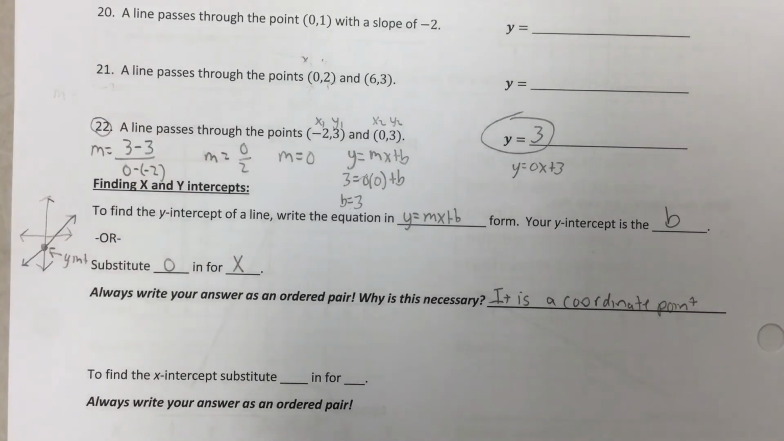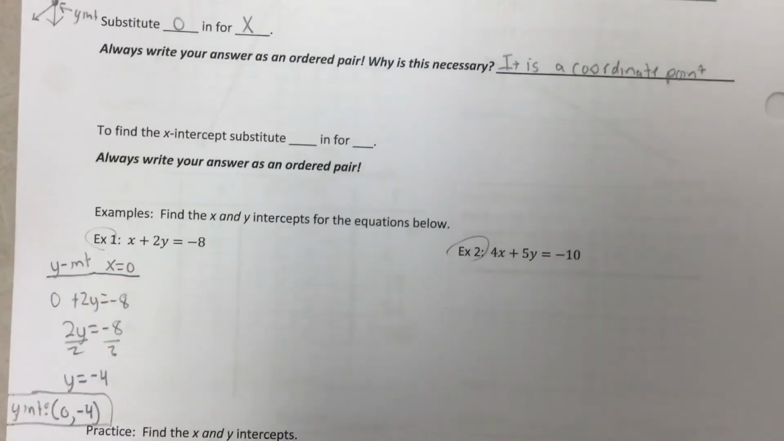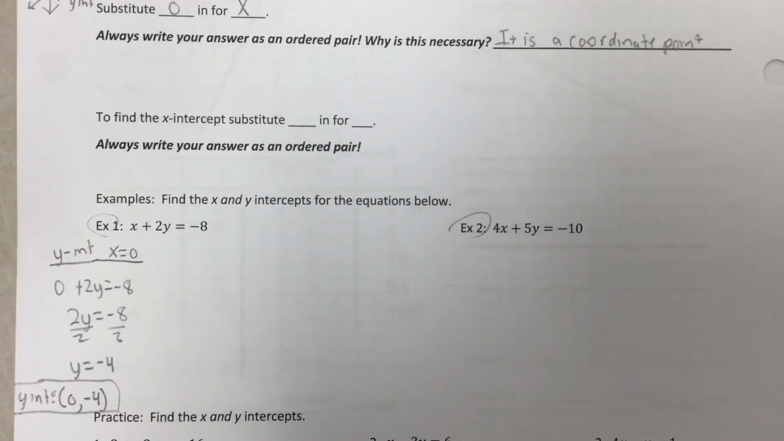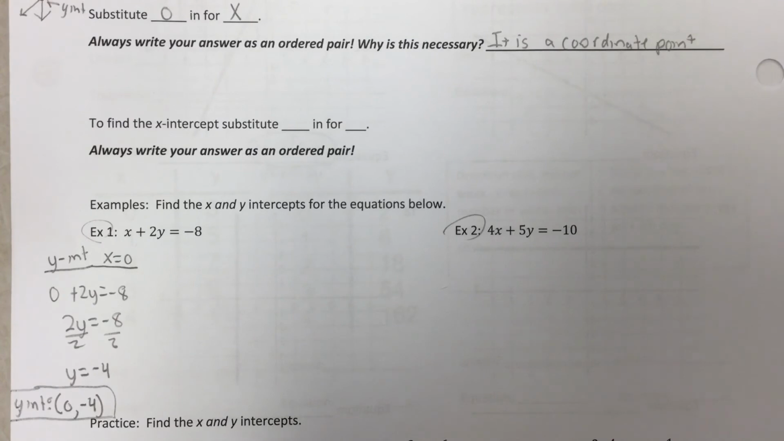Then we go to, oh, there we go. Sorry about that. So I plug 0 in for x. I added 2y to that. So plus 2y equals -8. I get 2y equals -8, divide by 2, y equals -4. And my y-intercept is (0, -4).